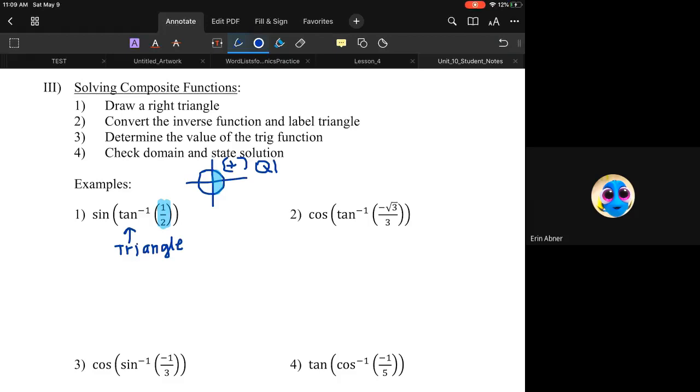And so I need tangent, which is opposite over adjacent. And I need my triangle to be in quadrant 1. So if I'm drawing my quadrants here, that means my triangle is going to be coming this way. So there's my origin. I'm coming out 2, and I'm going up 1, connect back to my origin. So I'm looking for that angle, right? They asked me for the angle.